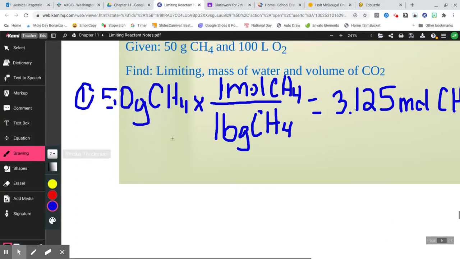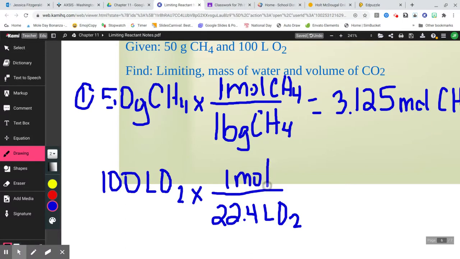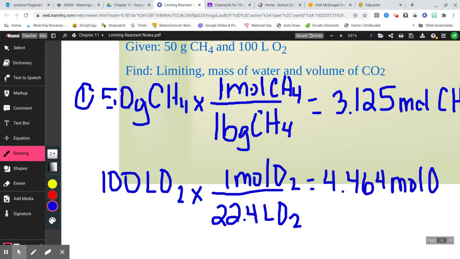So now let's convert our liters of oxygen over. Okay, so O2, there are 2 oxygen in there. We're going to go 22.4 liters of O2 to moles of O2. Not sure why I said 2 oxygen, but it's O2. That's okay. And whenever we convert our liters over to moles of O2, we're going to get 4.464 moles of O2.